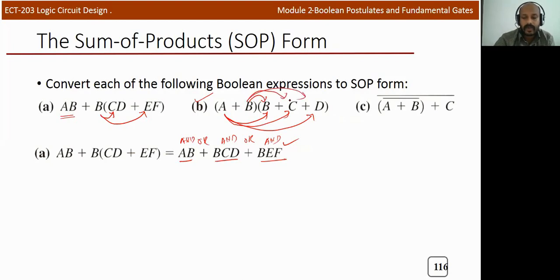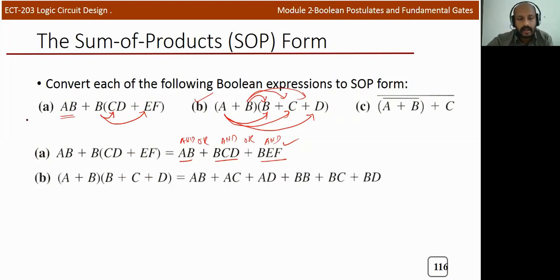So, by applying the distribution, we can expand the expression like this. Now we are getting AB, AC, AD, BB, BC, BD. Now it is in the sum of products form. Now we can consider the third question.